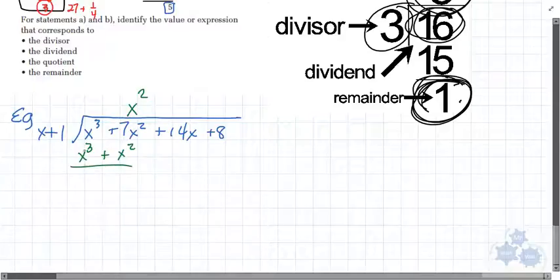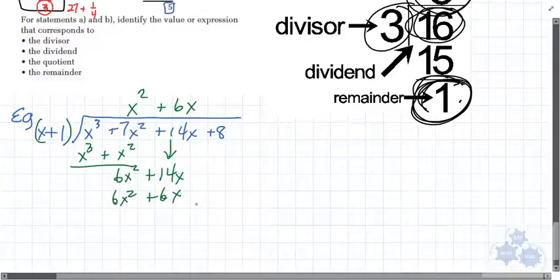So you subtract now. x cubed minus x cubed, that always should be 0 here. That's the whole point. You're going to get rid of that. And 7 minus 1 is 6x squared. And then drop down that 14x. And that's sort of one cycle there, really. And you do it again. So x times what gives me 6x squared? Well, that would be a positive 6x. You multiply 6x times x plus 1, and you get 6x squared plus 6x. Subtract. 6x squared minus 6x squared, of course, is going to be 0. 14 minus 6 is 8x. Drop down the 8.